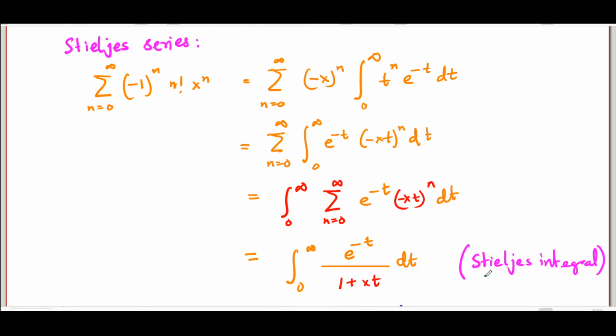Now this gives us an integral which has a special name. It's called the Stieltjes integral. By the way, this Stieltjes is the same Stieltjes who had given us a theory of integration, the Riemann-Stieltjes integral. But when we say Stieltjes integral in particular, we mean this particular integral.